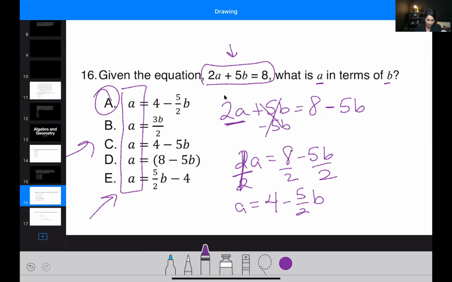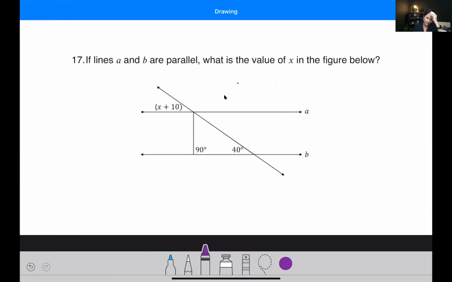Okay? And then the last problem here is going to be a geometry problem that looks way scarier than it is. All right. So we have, if lines A and B are parallel, that's important to know, what is the value of X in the figure below? So we have X plus 10 right here. So we're looking for this guy right there. All right. X plus 10.